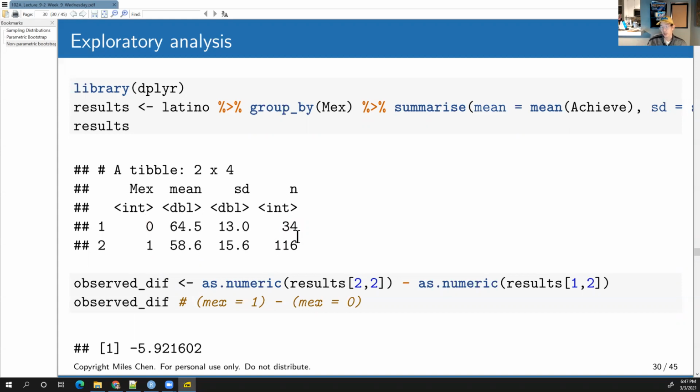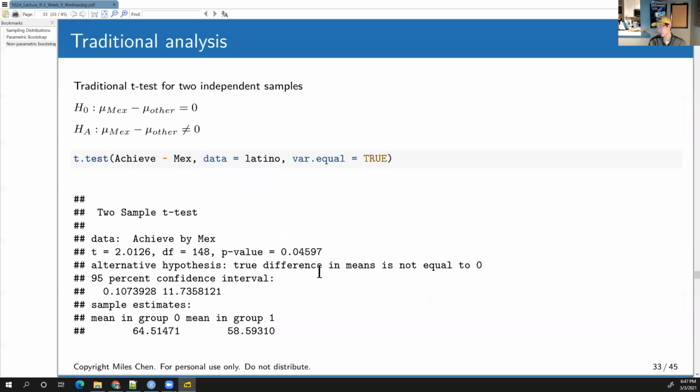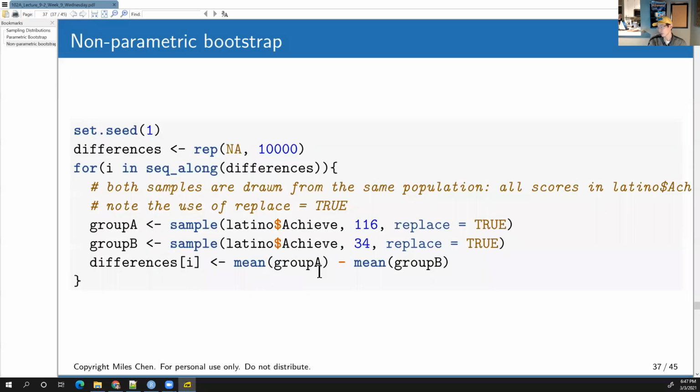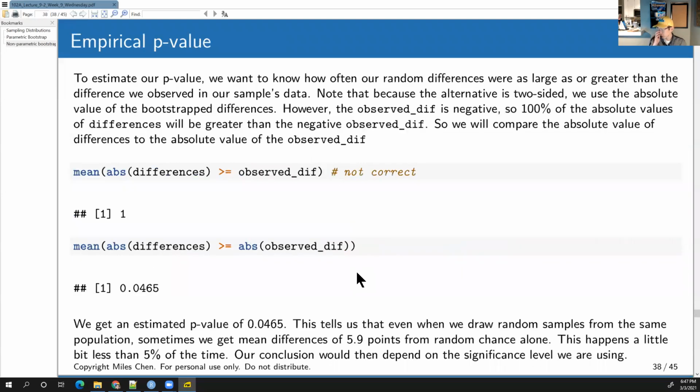So I'm asking how often will just random samples produce a difference like this, because that's what I have for these two random samples in our observed data. And we're just saying, if we assume these are coming from the same population, we're going to draw two random samples, one of size 116 and the other of size 34. Okay, so that's going to be our empirical p-value.